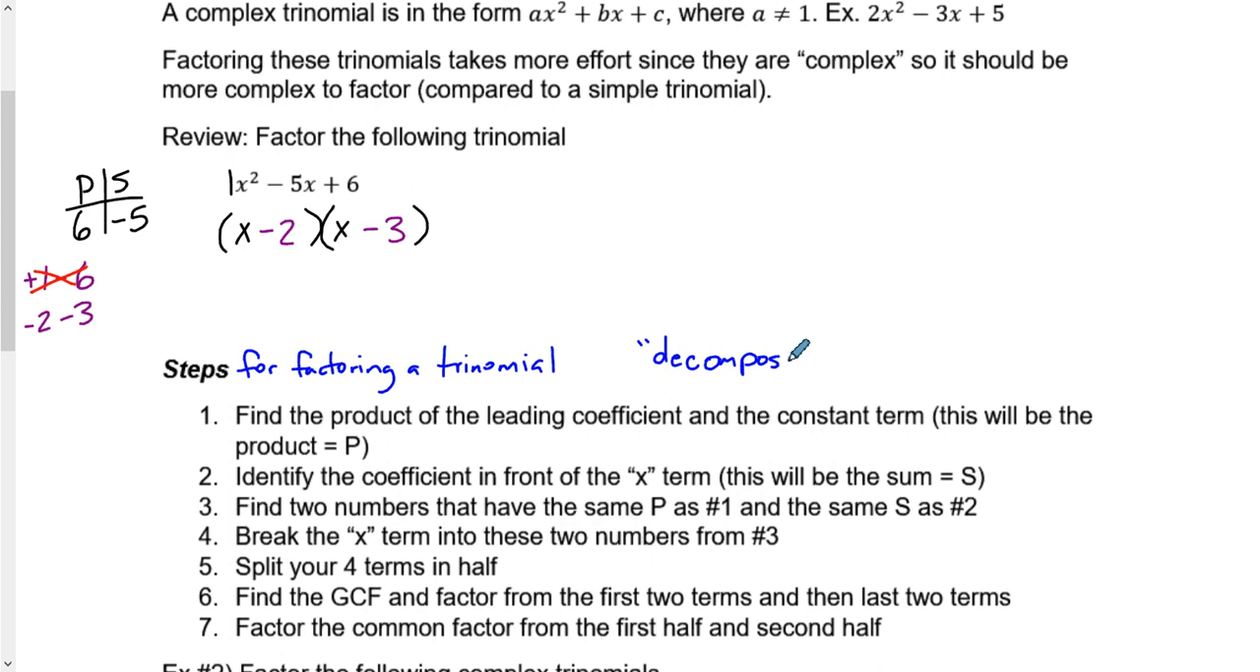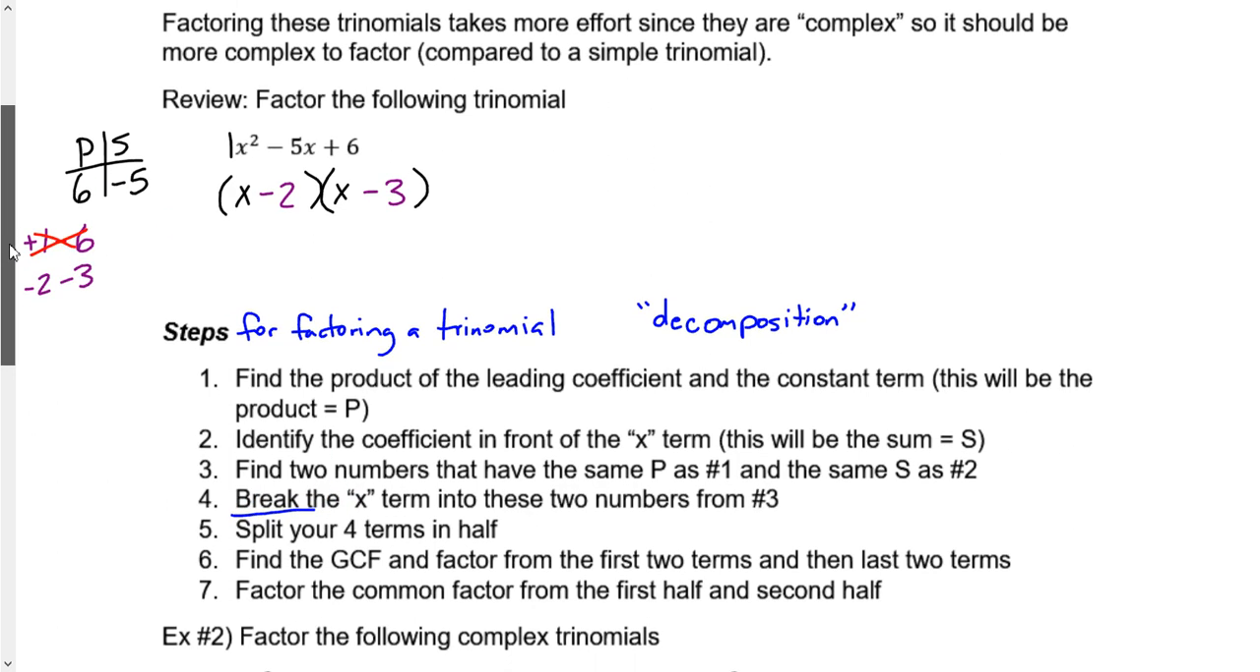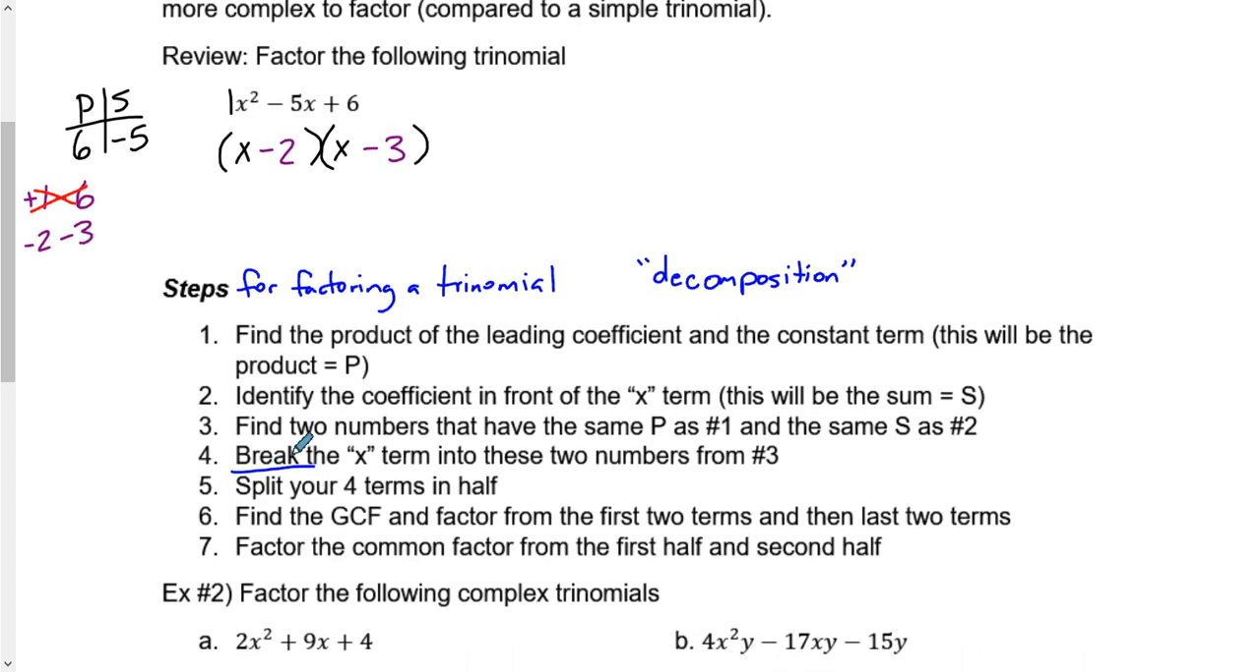The method is called decomposition. The reason it's called decomposition is literally because of this breaking that x term into two numbers. So our process is still going to be the same. We're just going to have to follow these remaining 4 steps in order to keep on going.